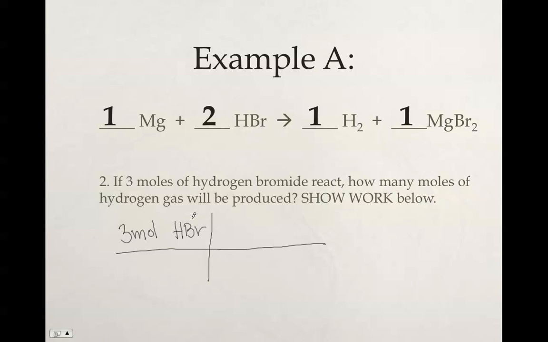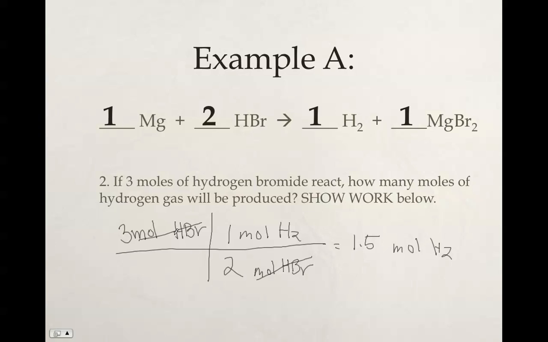So we have 3 moles of HBr. Here on the bottom, I'm going to still have moles of HBr. Again, the units have to match. I have a 2 out in front of the HBr, so I'm going to place the 2 with that unit of moles of HBr. And we're trying to find hydrogen gas, and up here we have hydrogen gas, so we have 1 mole of hydrogen gas. We cross out our moles of HBr, so I'm left with moles of hydrogen, and 3 divided by 2 gives me 1.5. So a total of 1.5 moles of hydrogen gas will be produced if I start with 3 moles of hydrogen bromide.